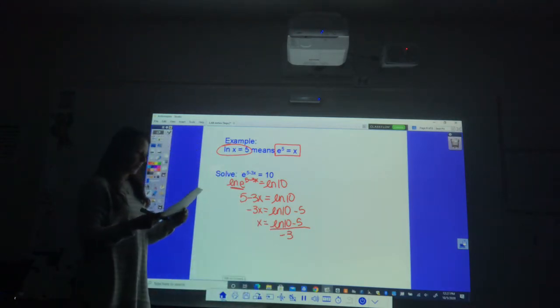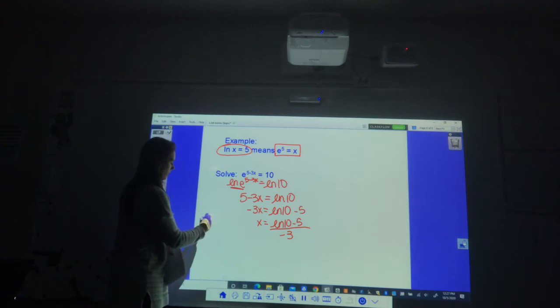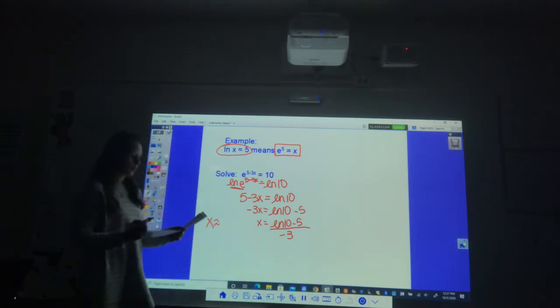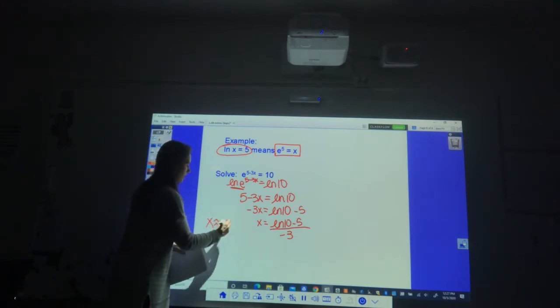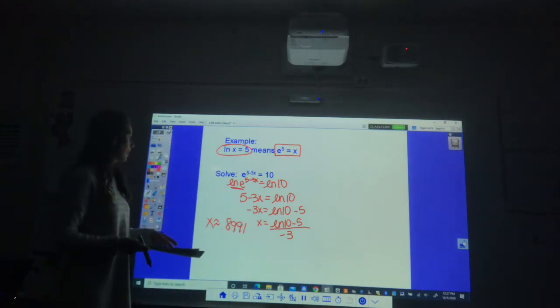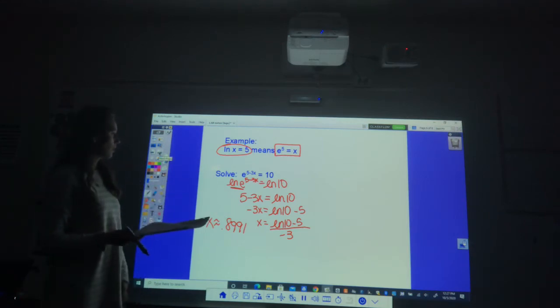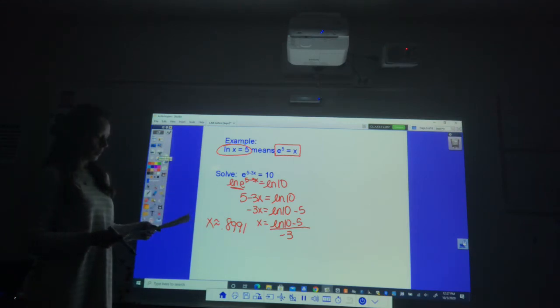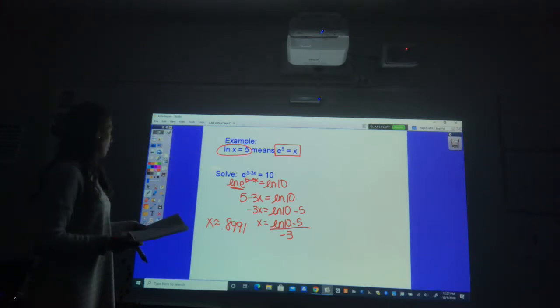What you will find is it won't be perfect. It's going to be a rounded number. So let's put a squiggly equal sign, 0.8991. That would be roughly what the solution is. So take some time and look over that. You're not going to have to do any book work, but if you could have these notes done, that would be great. All right, next one.